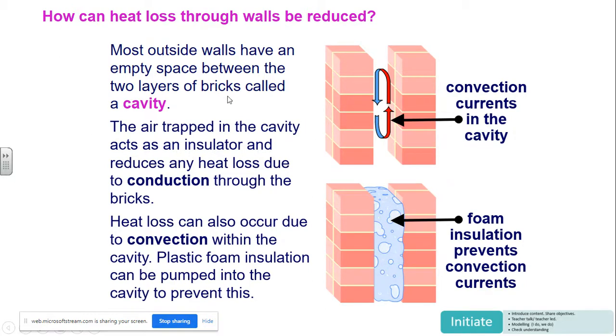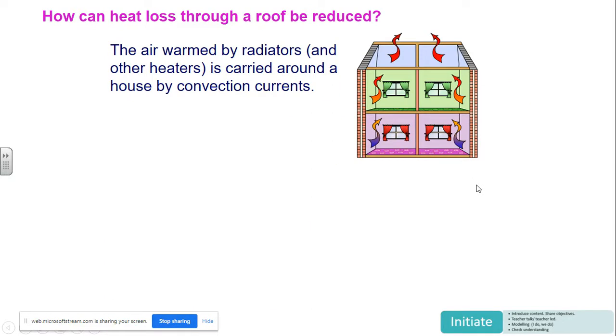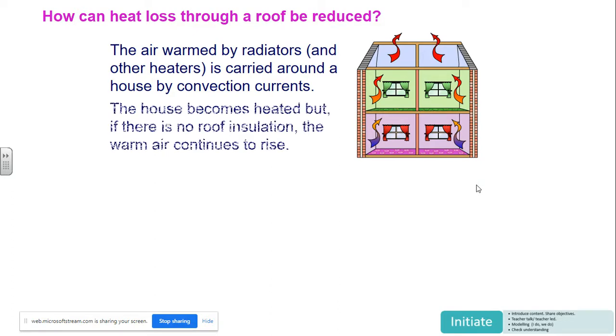So what this method does, and this is called cavity insulation, it stops heat loss by convection, and it also reduces it by conduction, because the foam insulation is full of little tiny air bubbles, which are really good at insulating. Okay. Next one, radiation.